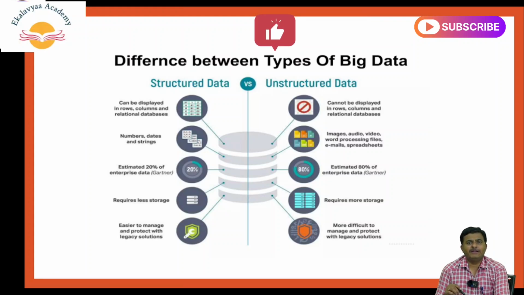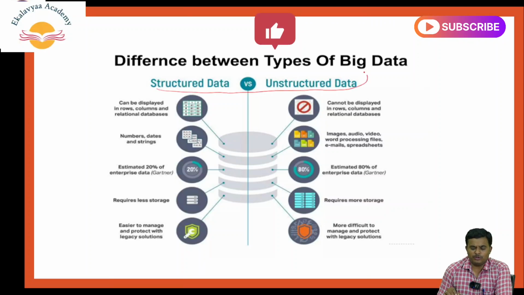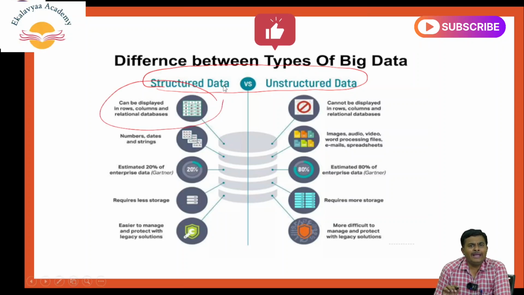Now, when coming to big data, we traditionally hear about two types of data, that is structured data and unstructured data. So big data comprises both structured data and unstructured data. See, the first one, structured data. Structured data is nothing but the data which is maintained in rows and columns with some relation. An example is a relational database management system.